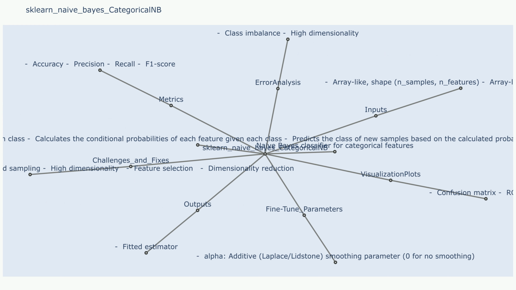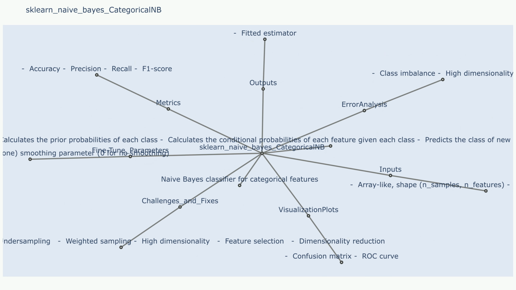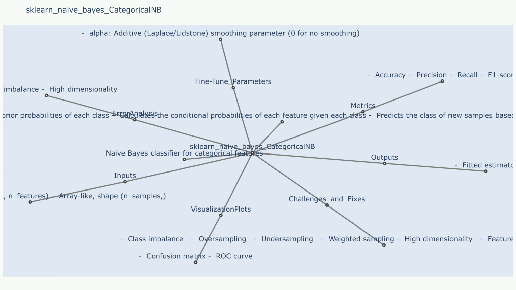predict_proba(X) returns the probability of each class for the input data X, represented as a 2D array of shape n_samples, n_classes. predict(X) returns the predicted class labels for the input data X, represented as a 1D array of shape n_samples. Steps. Training phase. Calculate the prior probabilities of each class based on the training data.